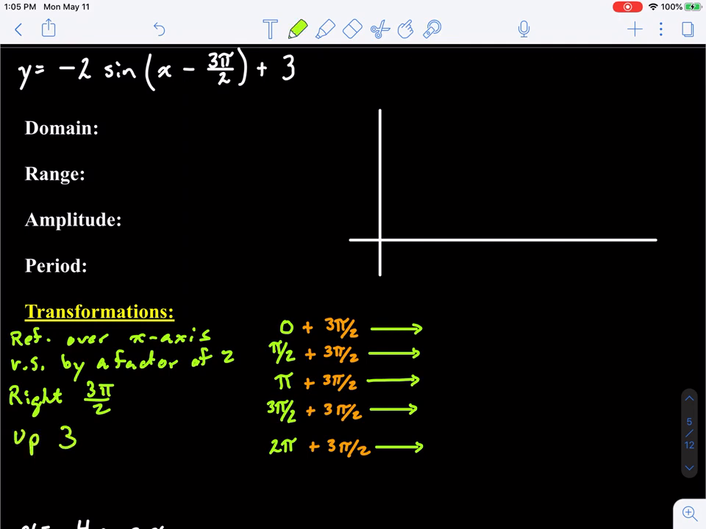All right, so let's say we start our graph with our central axis, which will be up 3 units. All right, so let's go ahead and plot 3 units up.